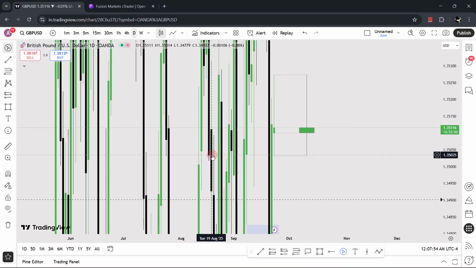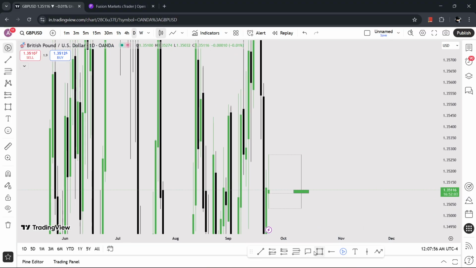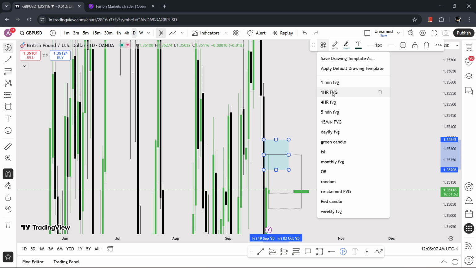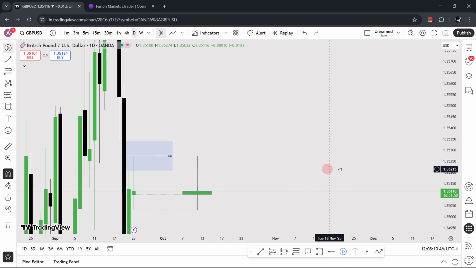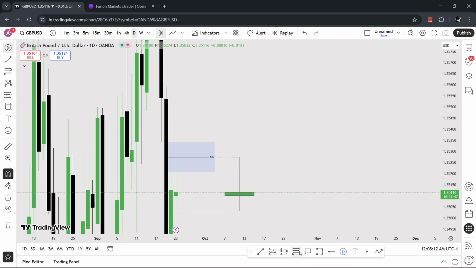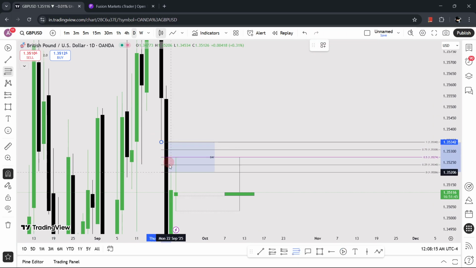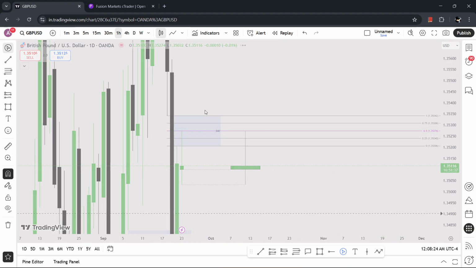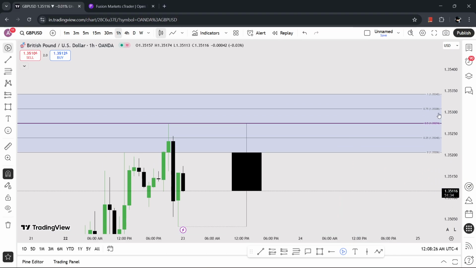If you look at daily, you can see this daily fair value gap which was created on Friday and yesterday. Daily. And if you just look at the Fibonacci, perfect midpoint touch, just went perfectly to the midpoint of the daily fair value gap.